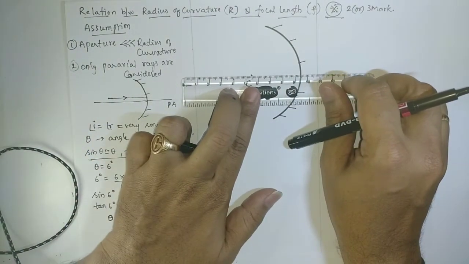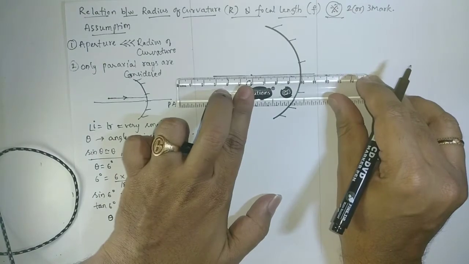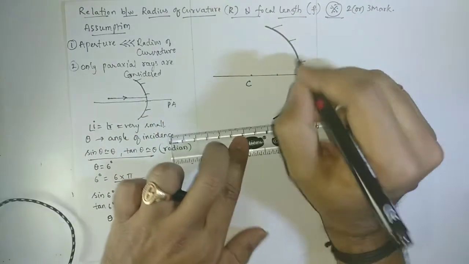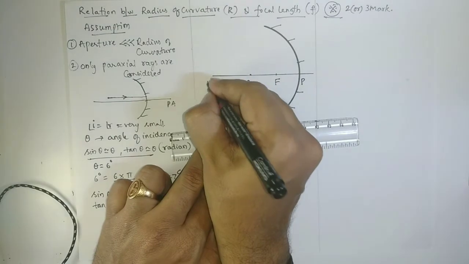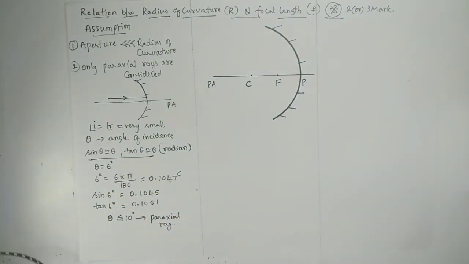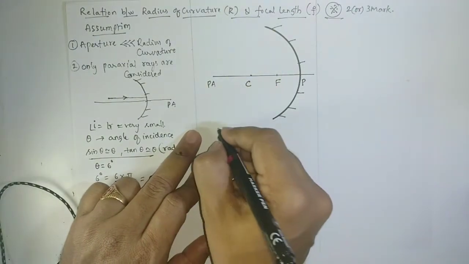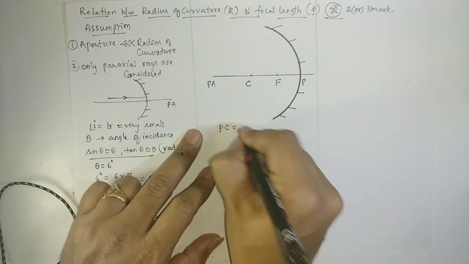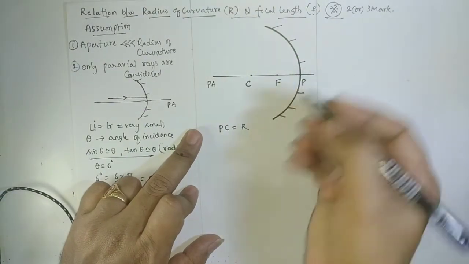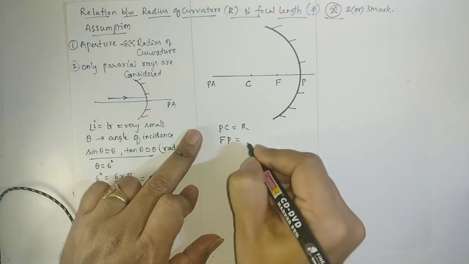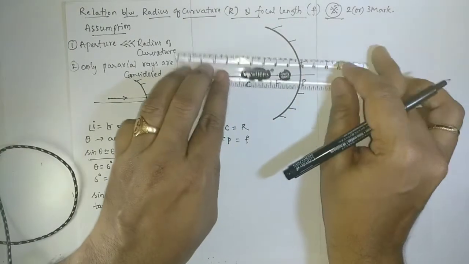Let us mark its pole and focus. Let C be the center of curvature, F be its focus, and P be its pole, and PA is the principal axis of the given mirror, such that the distance of the center of curvature from the pole of the mirror, that is the distance PC, is the radius of curvature of the given mirror. Similarly, the distance of the focus from the mirror, that is the distance FP, is the focal length of the given mirror.